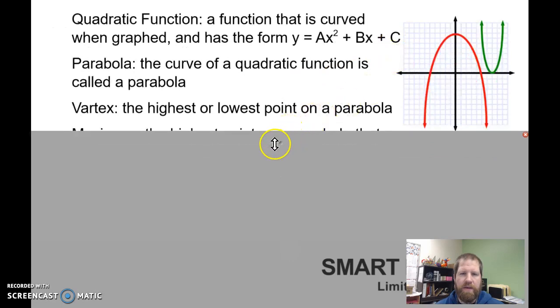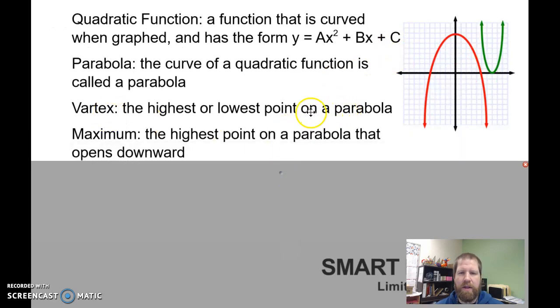All right, and the vertex of the parabola is the highest or lowest point. Okay, so this would be the vertex of my red parabola. That's the highest point it reaches. This would be the vertex of my green parabola. That's the lowest point it reaches.